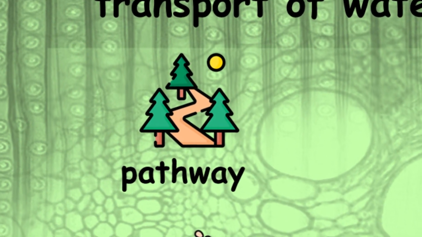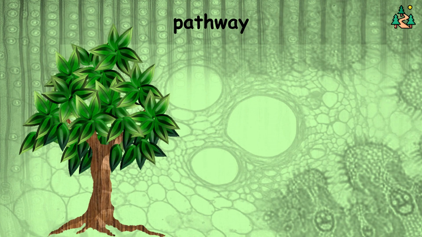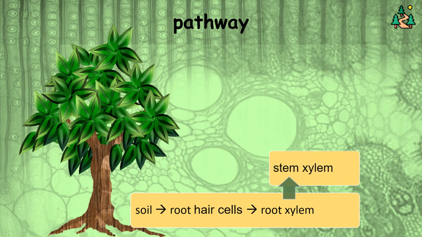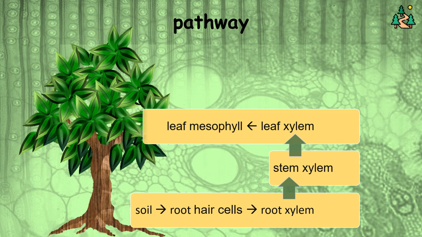The pathway of water moving in and out of plants. From the soil, water molecules are absorbed by the root hair cells and move towards the xylem of the root. The xylem eventually connects to the xylem in the stem, and water travels up to the leaves before moving into the mesophyll cells again through osmosis.